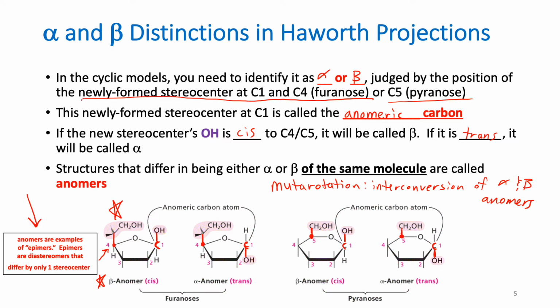And so you may notice, say, these pyranoses right here. Every other stereocenter is the exact same. The only one that flipped is at C1. And so you would call this an epimer. These are epimers of each other, or the whole mutarotation is called epimerization.